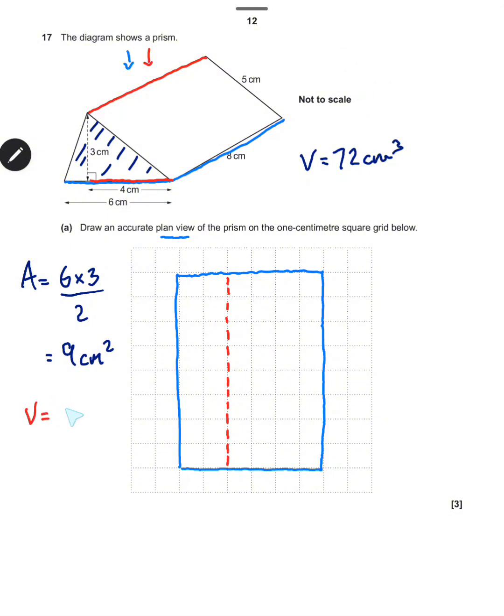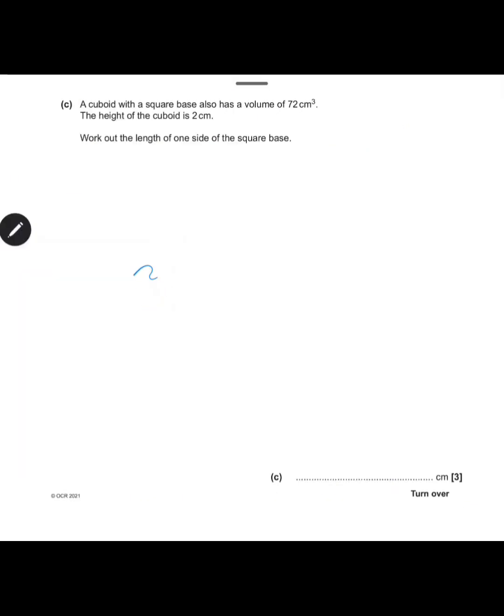Volume is going to come from the 9, the front triangle, multiplied by this length, multiplied by 8, and 9 eighths are 72 centimeters cubed, as it says in part B of this question. Part C of this question talks about a cuboid with a square base. So a cuboid looks like this, and we've got a square base there.